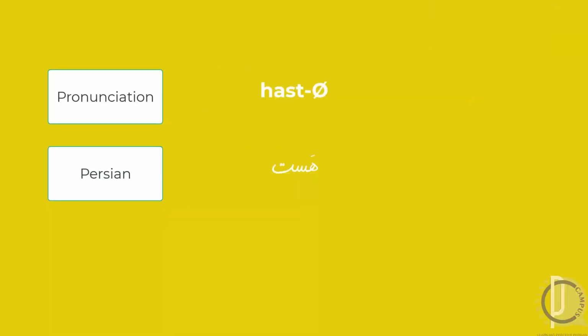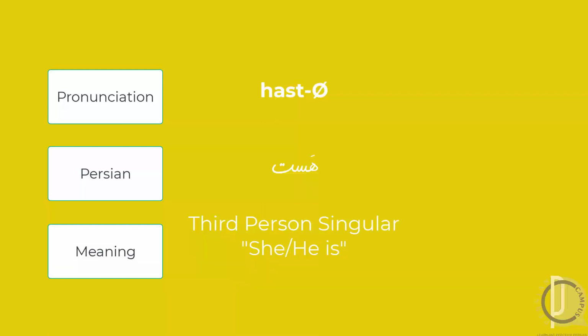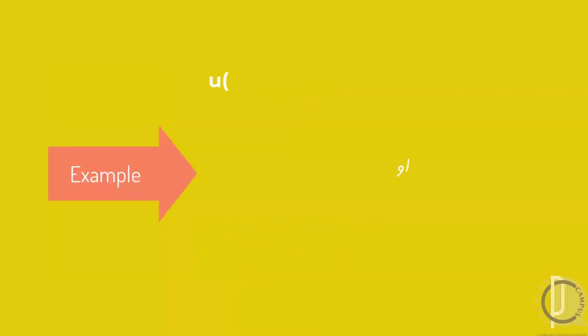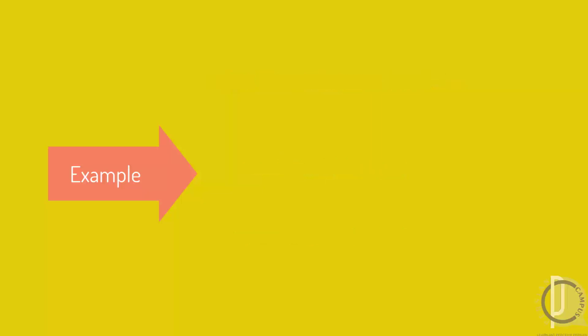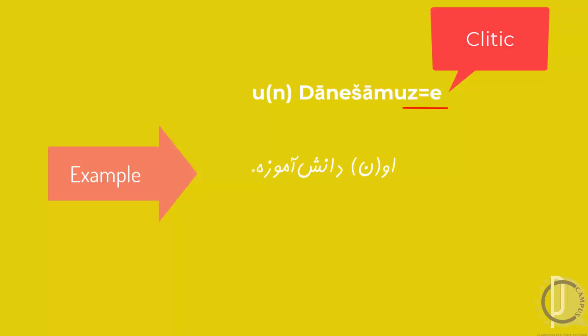Hast is the to be form for third person singular in present tense. اون دانش آموز هست. She or he is a student. The clitic form is e. اون دانش آموزه. Or دانش آموزه.